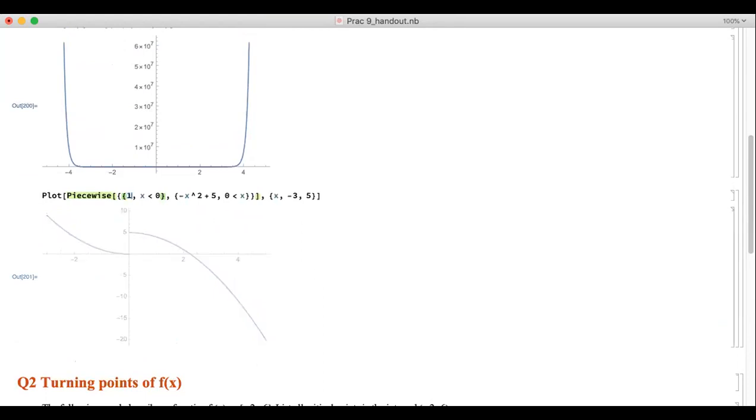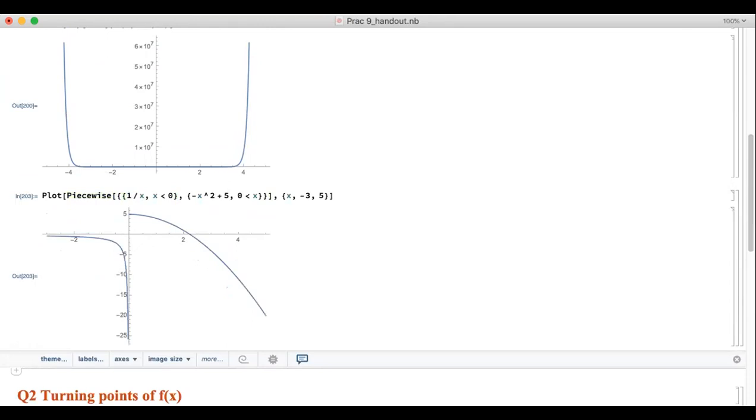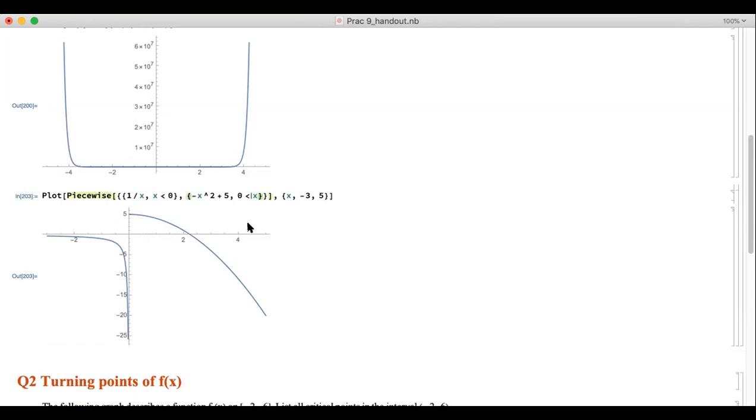Okay, how about this? 1 over x. Does that satisfy all the conditions? It should be less than or equal to.